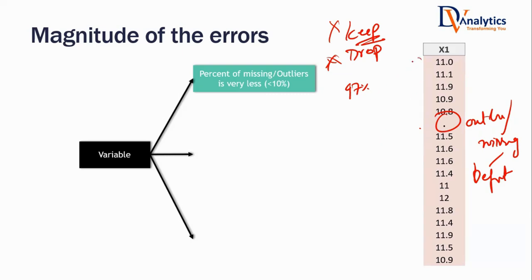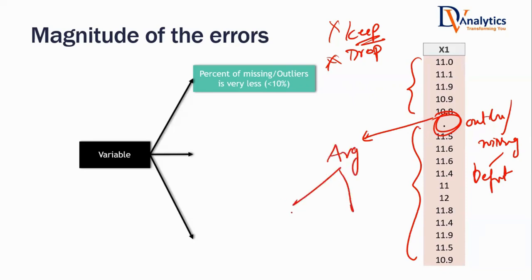More than 90% of the data is clean with you. Yes or no? Yes, sir. You're perfectly confident on that data. 3% of the data has issues. Less than 10% of the data has issues. What can you do? You can replace this with average values. There are two averages. What are they? Mean and median.